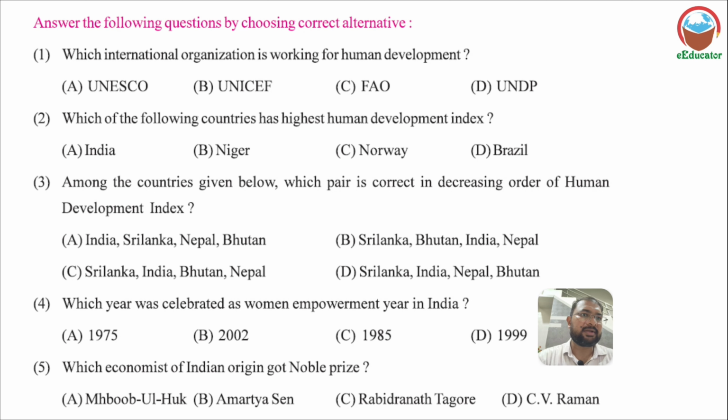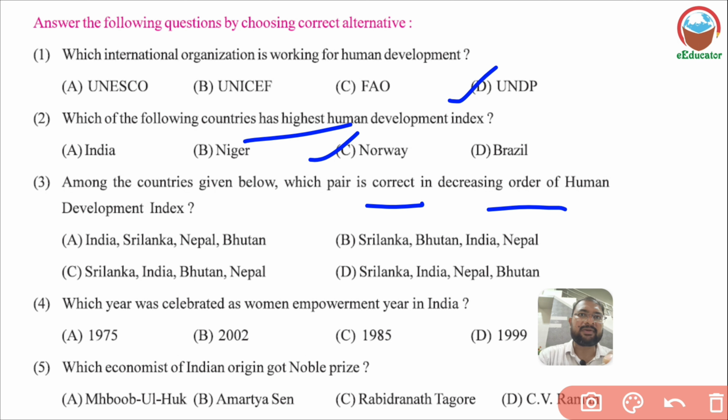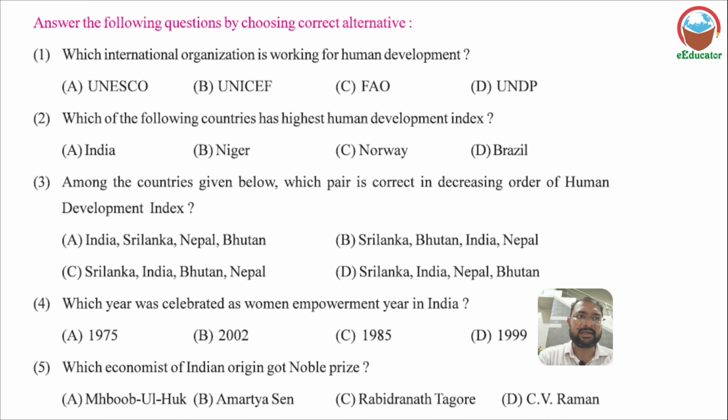Here is the MCQ. Which international organization is working for human development? The international organization for human development is UNDP, the United Nations Development Programme. Which of the following countries has the highest human development? Norway. Among the countries given below, which pair is correct in decreasing order of Human Development Index? Sri Lanka, India, Bhutan, and Nepal, so C is correct. Which year was celebrated as Women Empowerment Year in India?